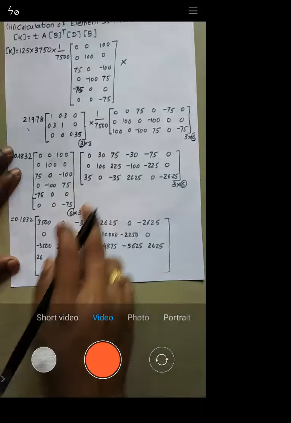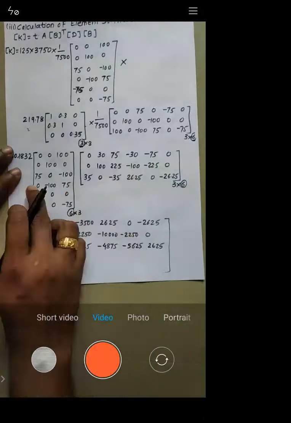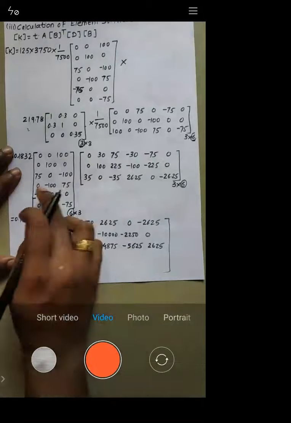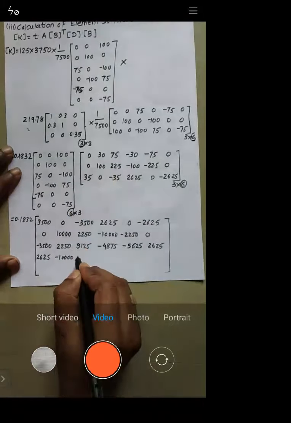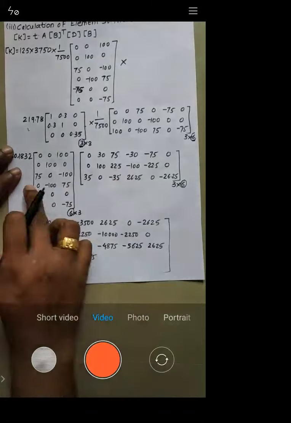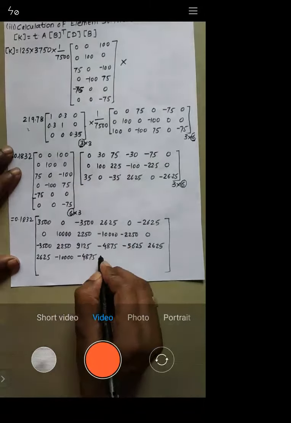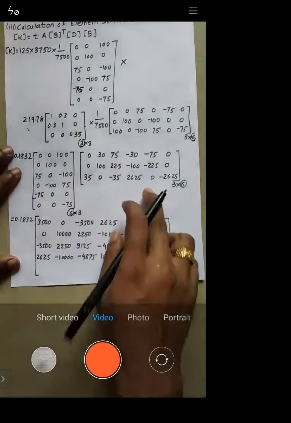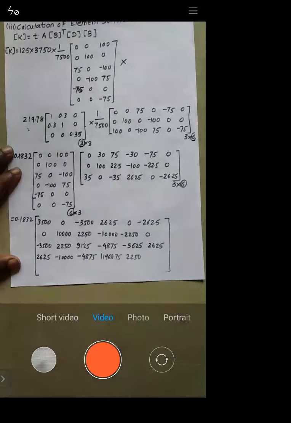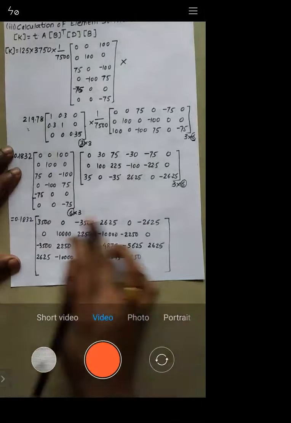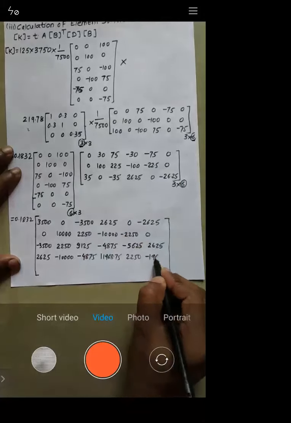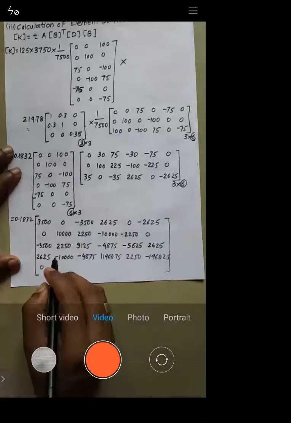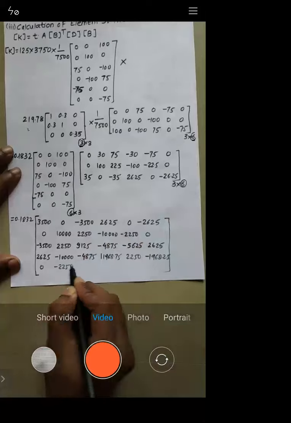So fourth row into this column, it is coming as 2625. Then fourth row into this second column is coming as minus 10,000, right? Then fourth row into this third column, it will come as minus 4875. Then fourth row into fourth column, it will come as 11968.75. Fourth row into this column, it will come as 2250. Then fourth row into last column, this will come as 1968.25. Okay, similar sort of exercise we can do for the last rows, minus 2250, right?